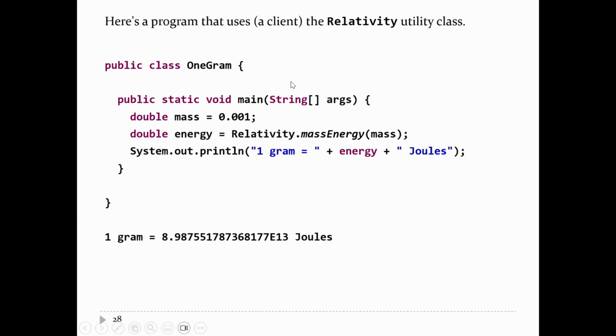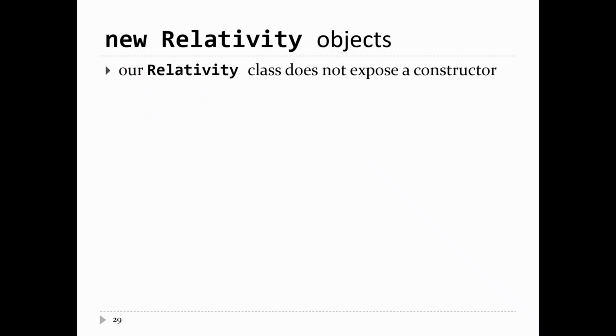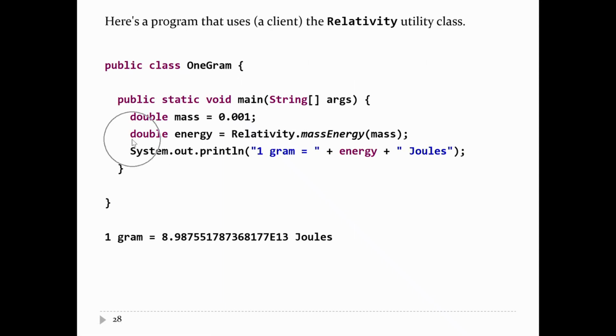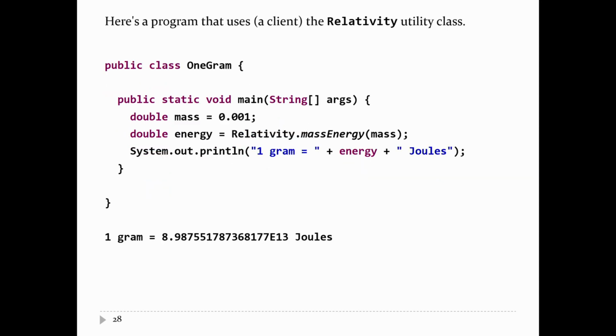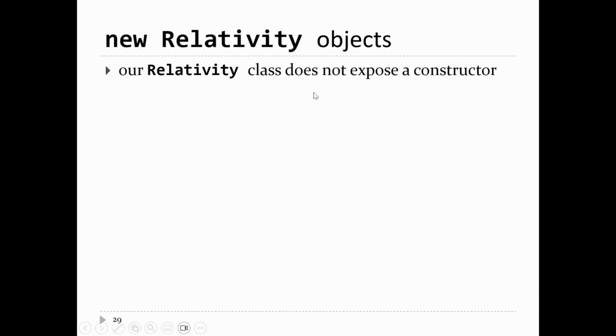Okay, so that's it. Creating a utility class is very easy. It's even easier than making a normal class. Everything's static. There is one small complication. Here's our complete class. There's just a few lines of Java. Notice what's not in the class. There's no constructor. That makes sense because I don't want to make Relativity objects. So provide no constructors. Our Relativity class does not have any constructors, but you can still write a line of code that makes an object.